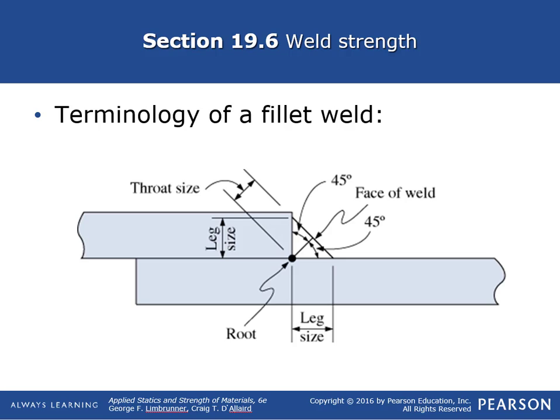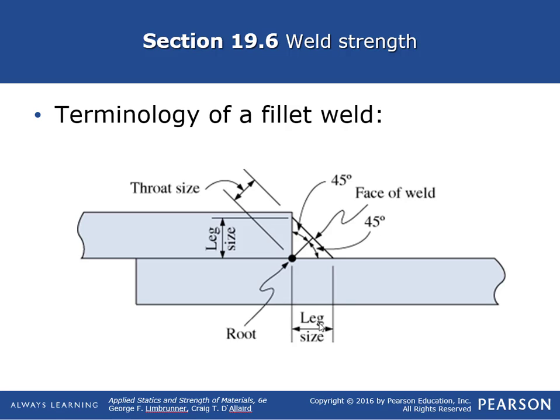And terminology of a fillet weld. In this picture, what we have is two parts with a fillet weld in a lap joint. So we envision that the filler material of the weld is shown here in these two triangles. It has two 45-degree angles. The face of the weld is this surface that's exposed. The root of the weld is this vertex point right here, and the throat size is that distance from the vertex up to the face, perpendicular to the face.